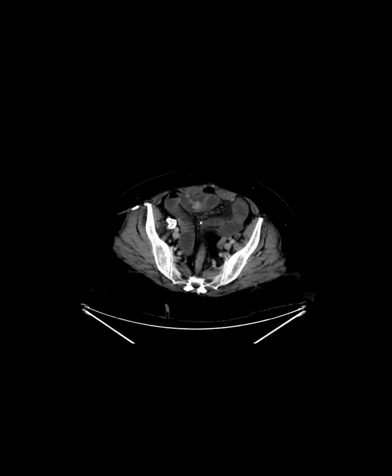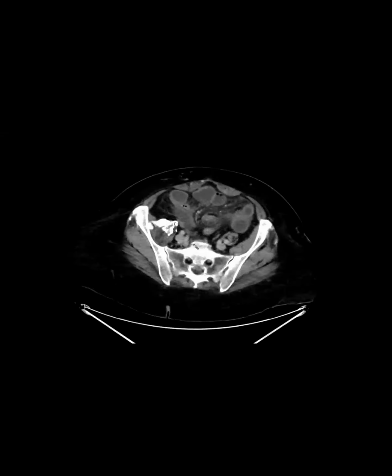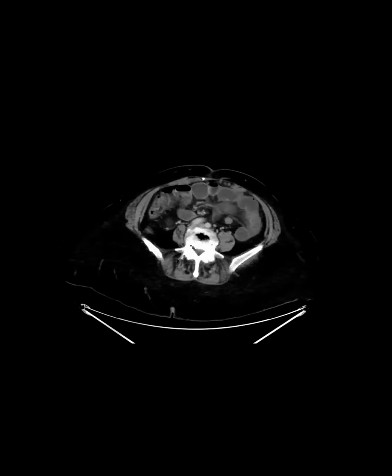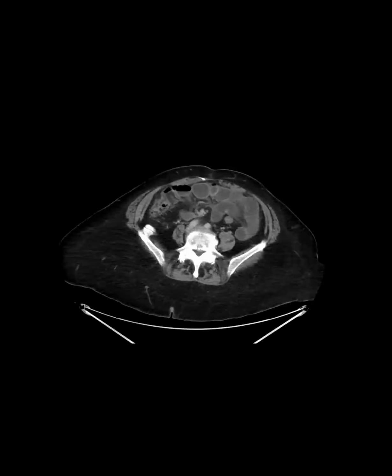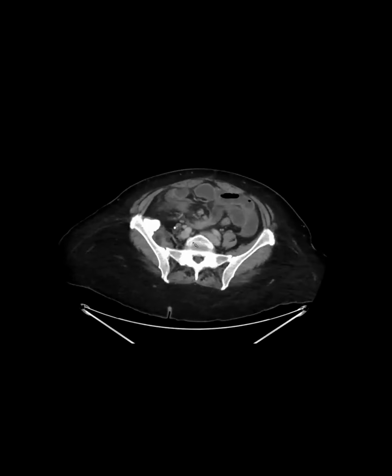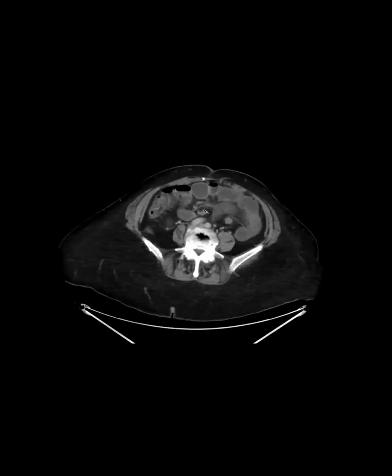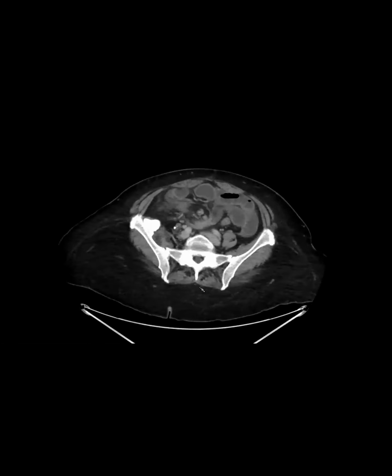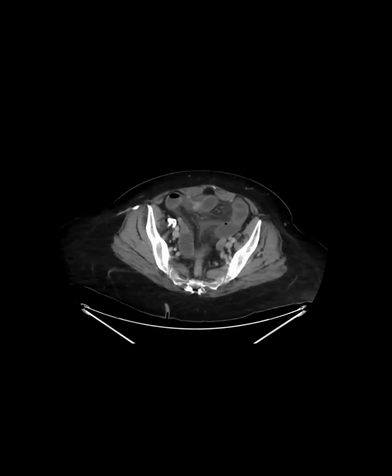Enhancing nodule here, which we don't always see. Just a reminder, bowel obstruction usually is from adhesions, prior surgery, but it could also be from a carcinoid. So always look carefully at the mesentery. Nice.